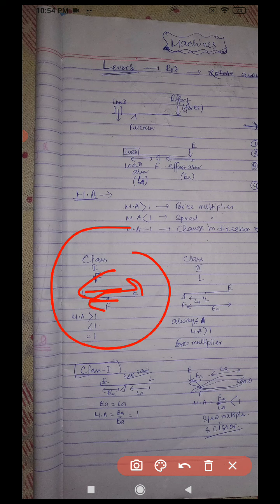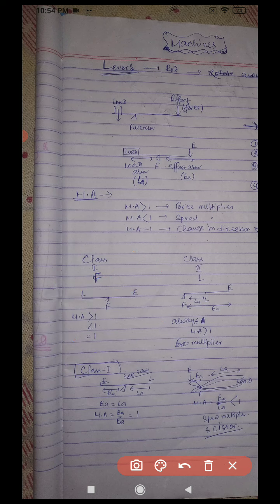If it moves to one side, load arm will be lesser, and the E to F distance will increase. That means effort arm will increase. If effort arm increases, mechanical advantage will be greater than 1. And if it moves right side, then load arm will increase. Load arm increase means it will be less than 1, means it will act like a speed multiplier. And if it is equal to 1, it will change the direction of effort. So a class 1 lever can act in three different ways. It can provide three different types of mechanical advantage.